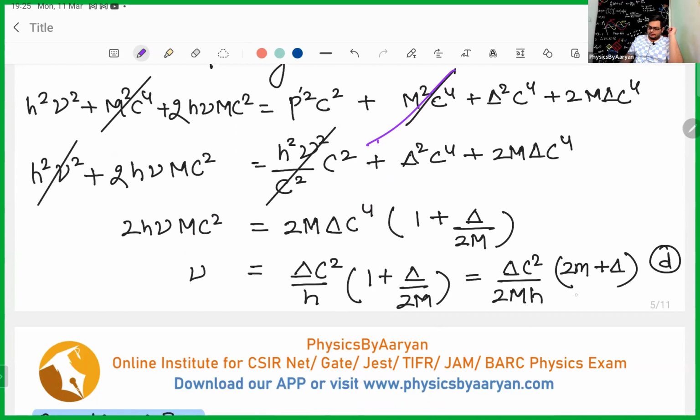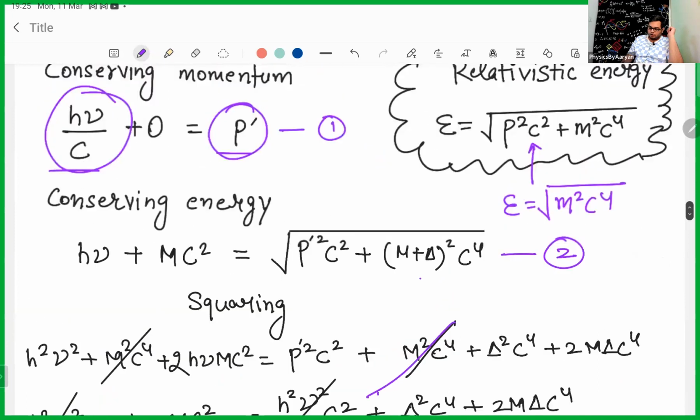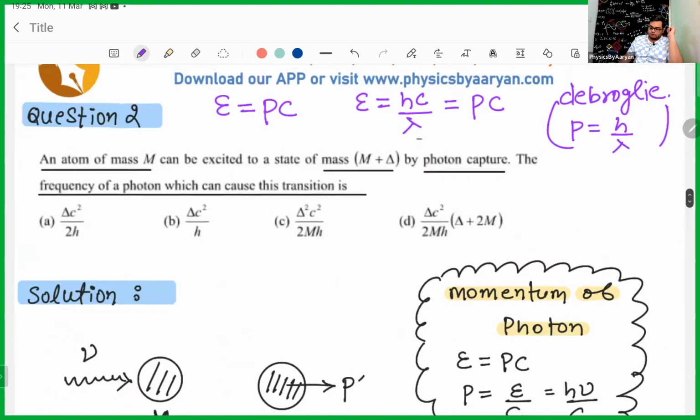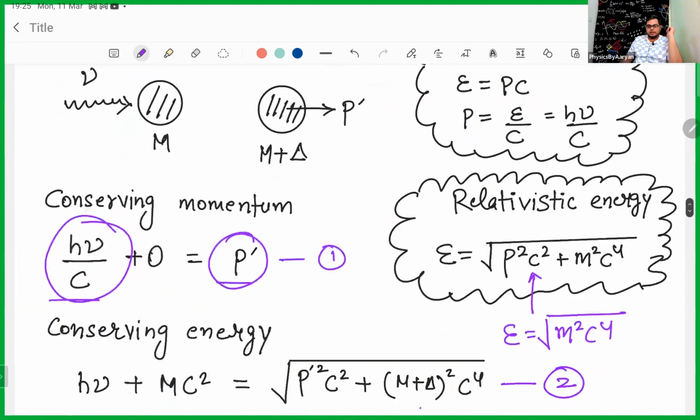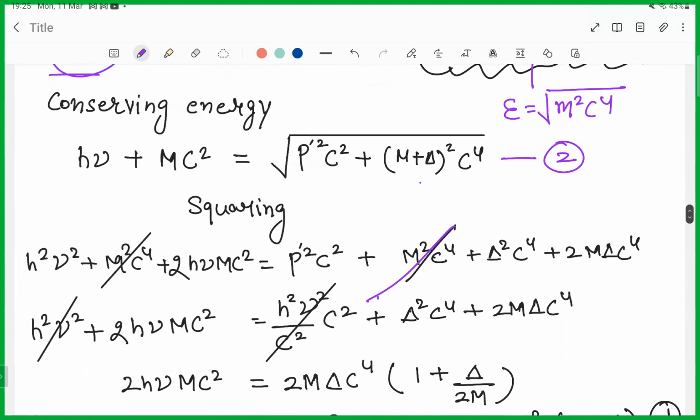Now I can take this 2m as LCM. If I take 2m as the LCM, I get 2m plus delta, and then I will get 2mh in the denominator. So this is my answer. If you carefully look at the options, this will be your correct option. Is this solution clear, everyone?